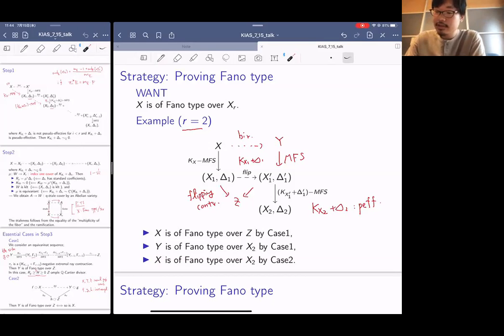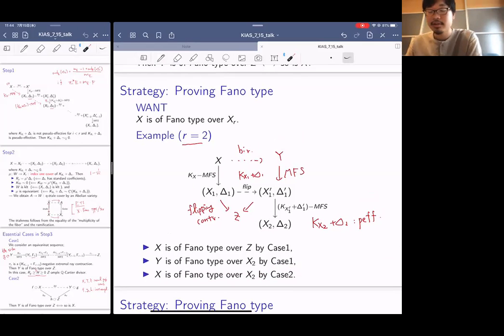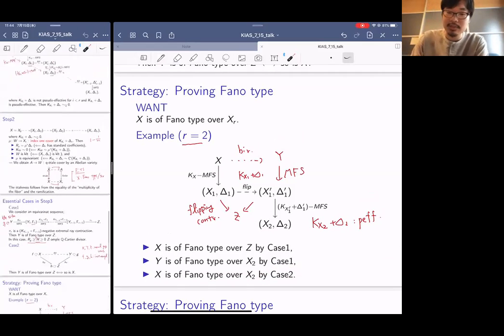And this is an equivalent birational map over X. So by case 2, we obtain that X is of Fano type over X2. This is a strategy for the simple case.